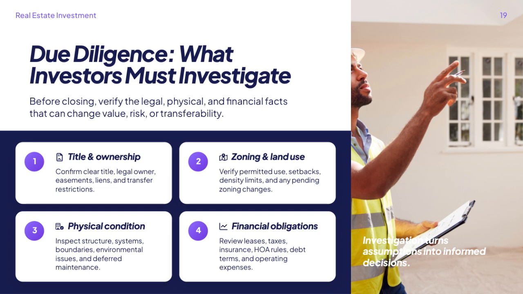Then, inspect the physical condition thoroughly. Evaluate the structure, its systems, property boundaries, environmental concerns, and any deferred maintenance that might require immediate or costly repairs. Finally, review all financial obligations associated with the property, including current leases, taxes, insurance, HOA rules, debt terms, and ongoing operating expenses. By carefully investigating these factors, you turn assumptions into informed decisions, protecting your investment and minimizing unforeseen risks.